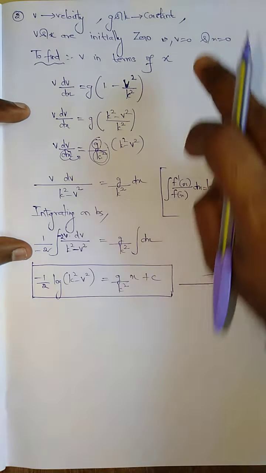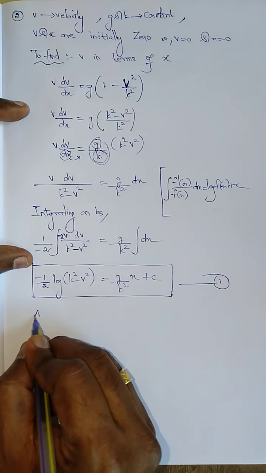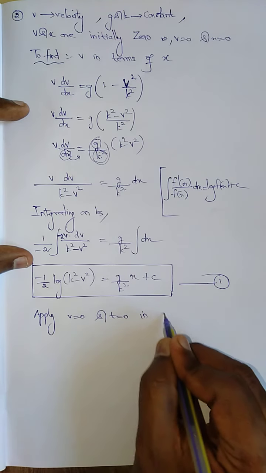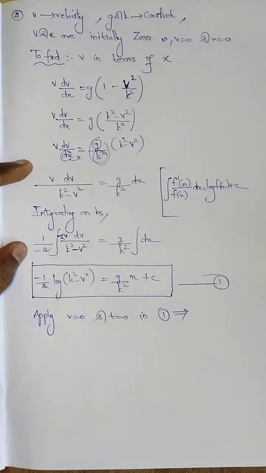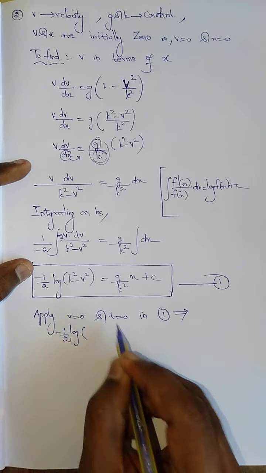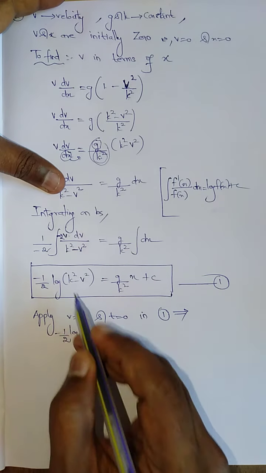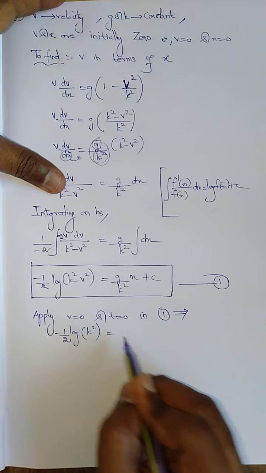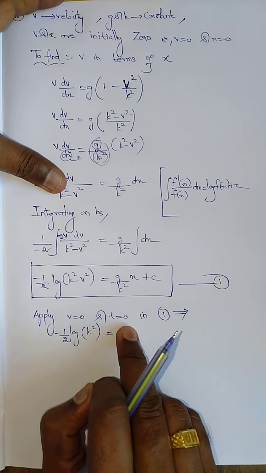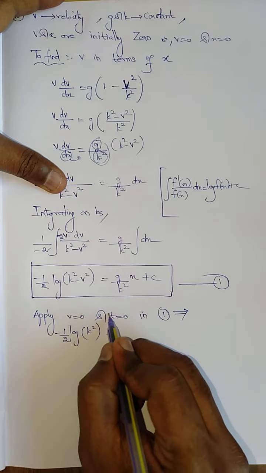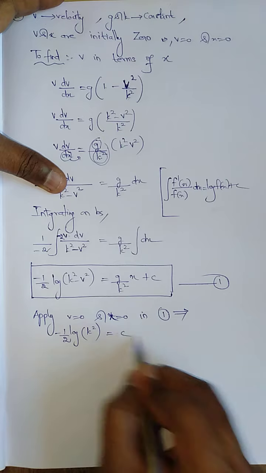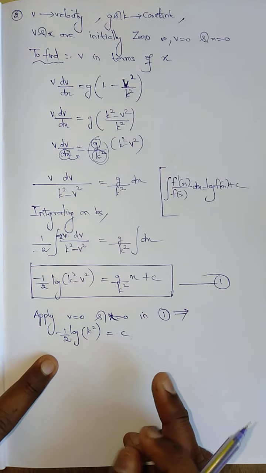After keeping this equation, we need to apply v equal to 0 and x equal to 0 in equation 1. Applying v equal to 0, we get minus 1 by 2 log, and only k square is present. Applying v equal to 0 and x equal to 0, everything else becomes 0, so it becomes only c. Minus 1 by 2 log k square is equal to c.